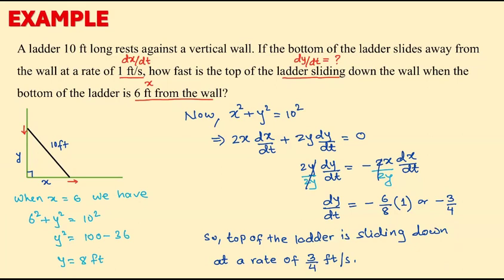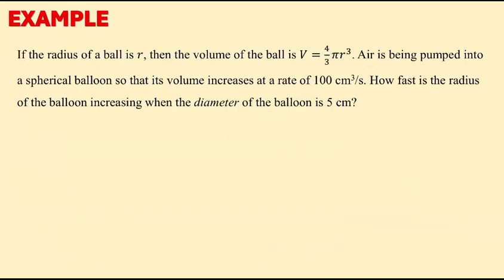Okay, so in this video, we are going to solve one more problem. So let's move on to the last problem here. Here we go. If the radius of the ball is r, then the volume of the ball is given by this formula. The volume of a sphere is V equal to 4 over 3 pi r cubed.